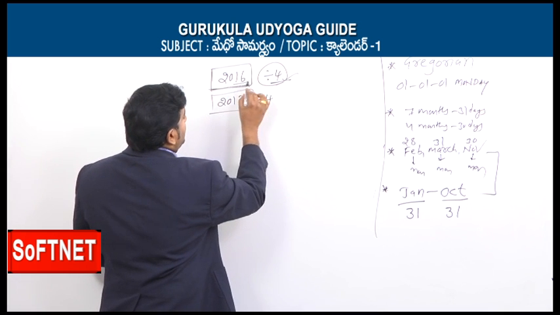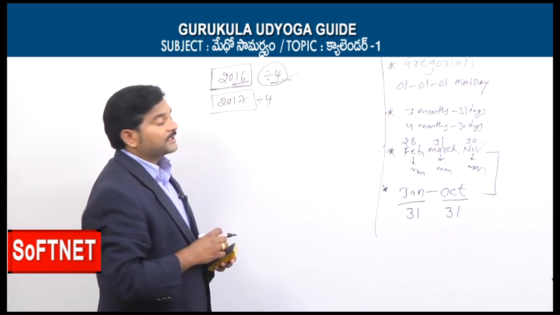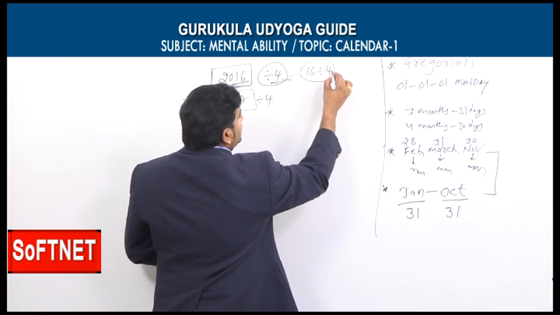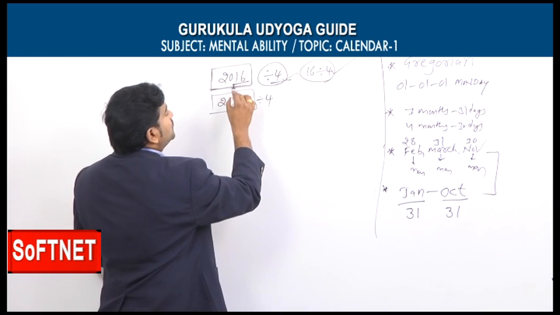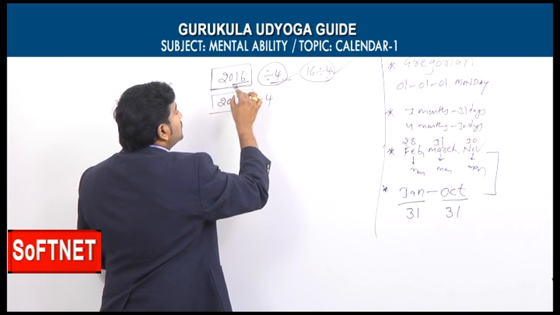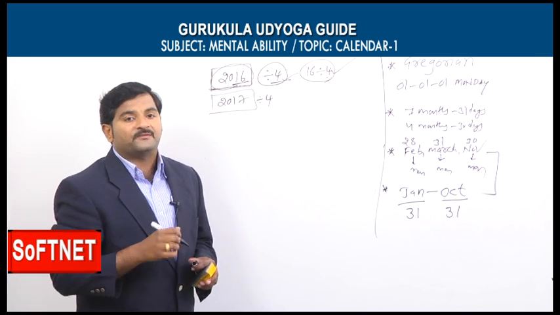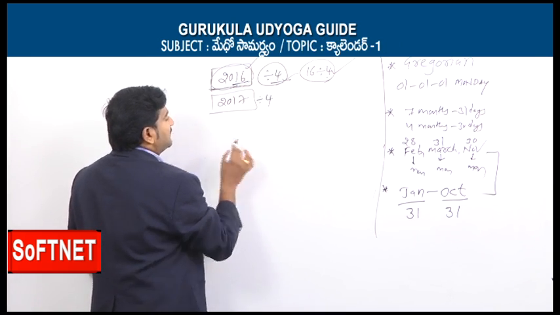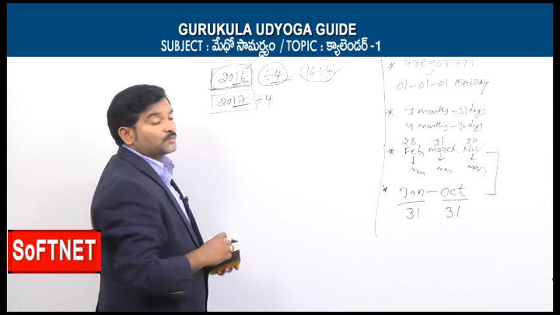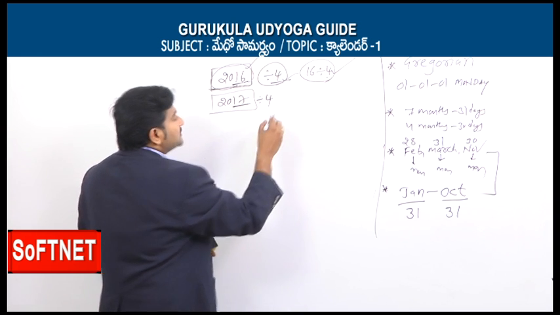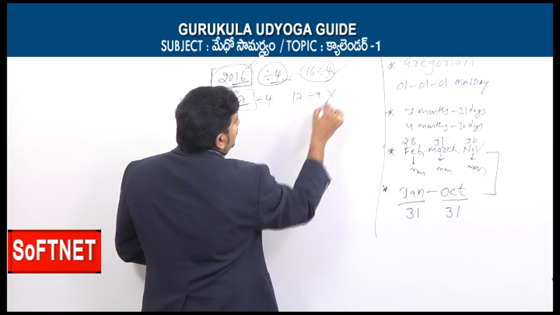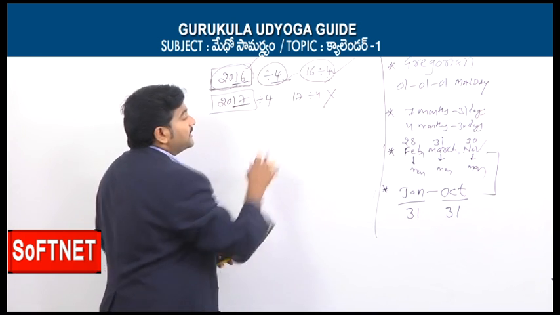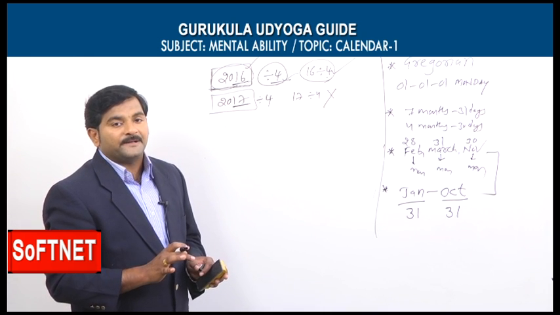For example, I am taking the last 2 digits here. What are the last 2 digits here? 16. Is 16 exactly divisible by 4? Yes, we can say. That's why, since the last 2 digits are exactly divisible by 4, 2016 is also exactly divisible by 4. Hence 2016 is said to be leap year. If you talk about 2017, I am focusing on only the last 2 digits. How much is it? 17. Is 17 divisible by 4? No. 17 is not exactly divisible by 4. That's why 2017 is not a leap year. It is simply a non-leap year.